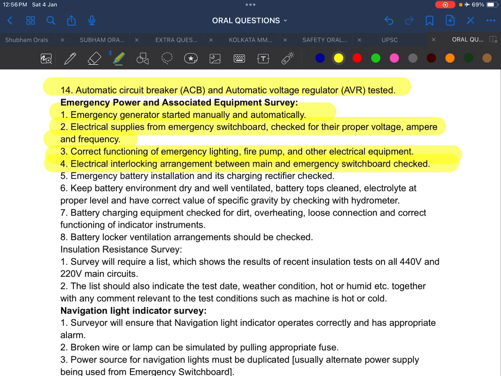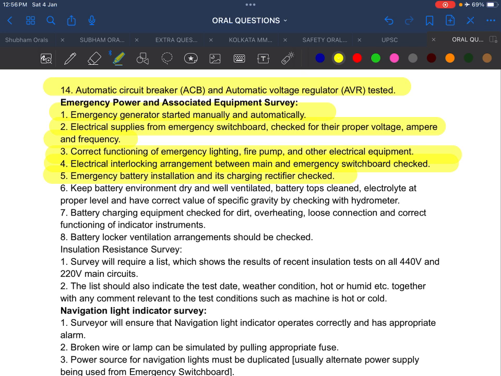There is an interlocking between the main and emergency generator. Let's suppose your main breaker is okay, the main bus bar is supplying from the main switchboard and your ACB is in the closed position, then there is an interlock and the emergency generator will not come onto the load until there is a complete blackout and the main switchboard is properly isolated from the bus bar. Okay, they are not connected with the bus bar, and only then the emergency generator will come onto the load and supply power to the emergency bus. Okay, so there is an interlock, and the emergency battery installation and its charging rectifier are checked.